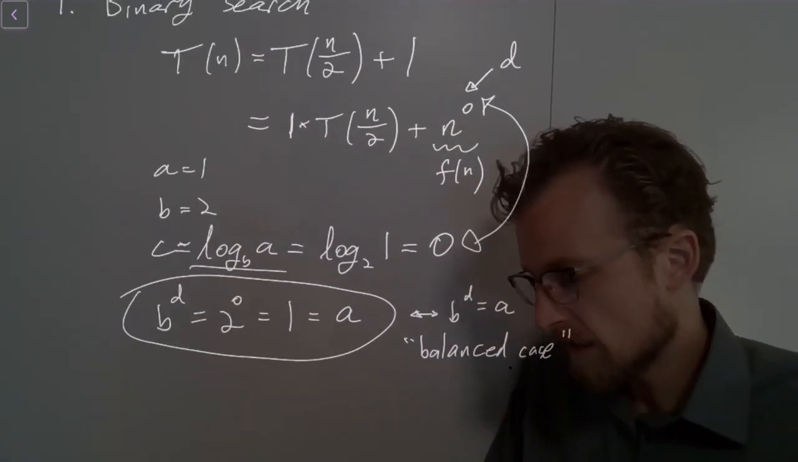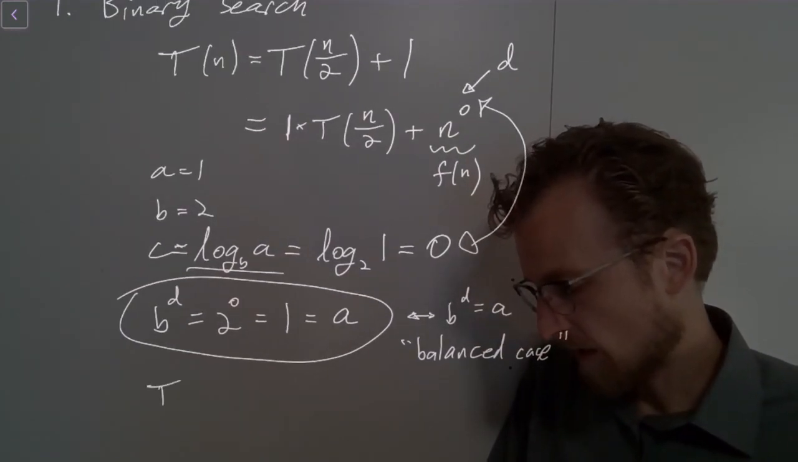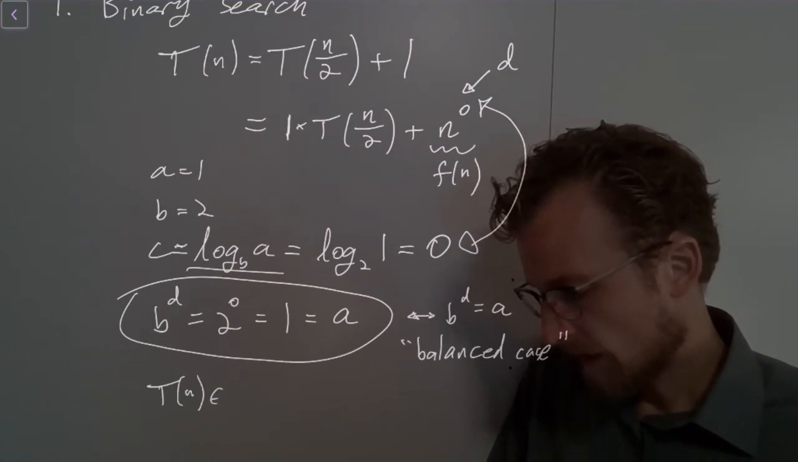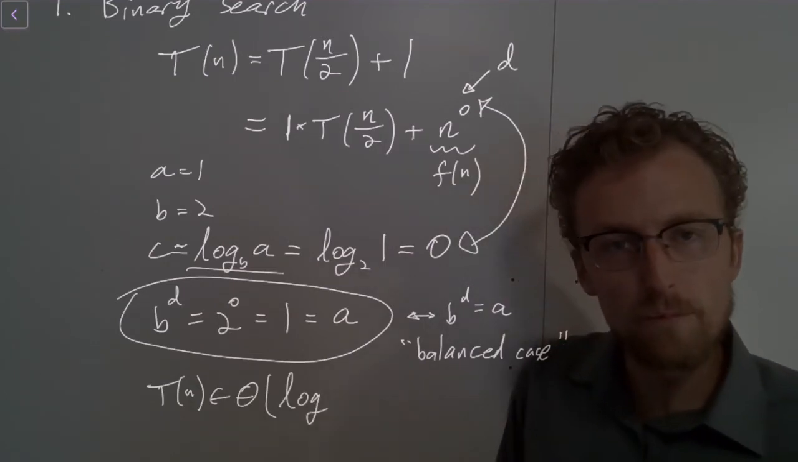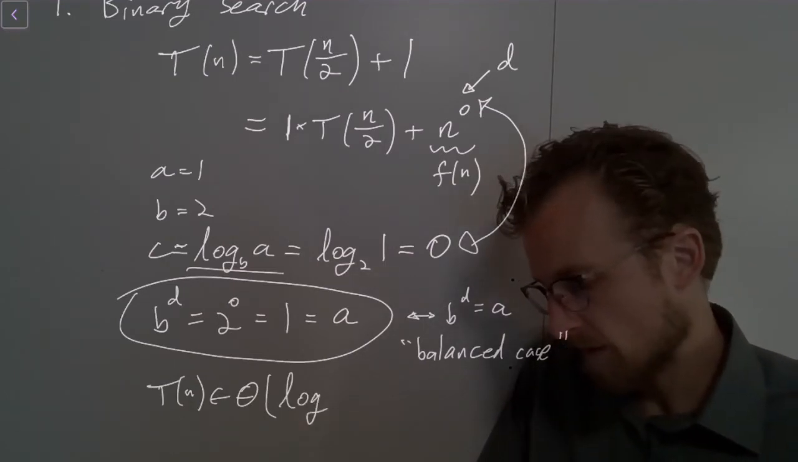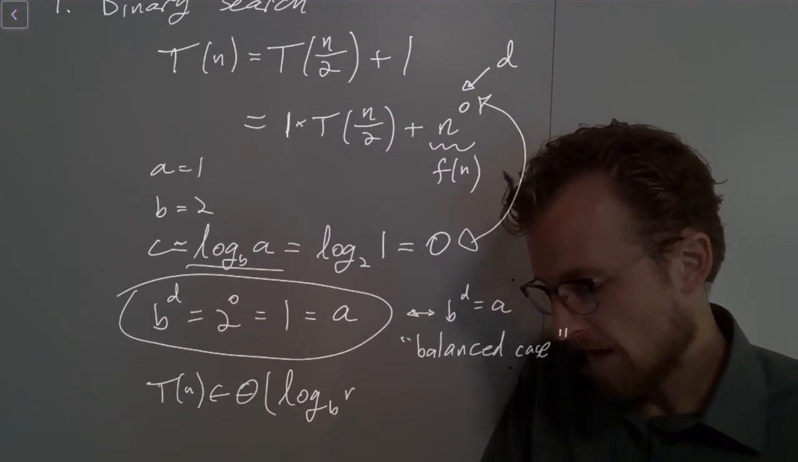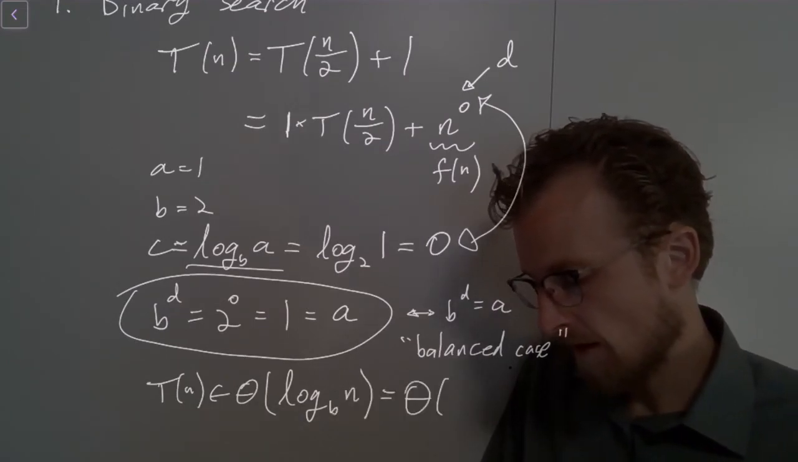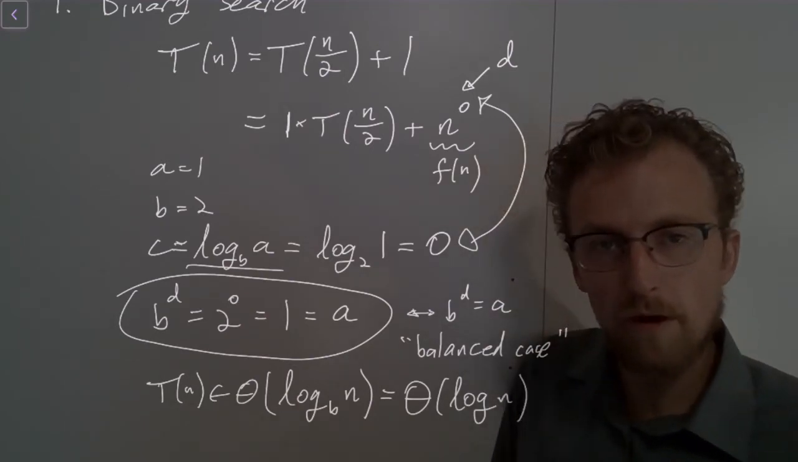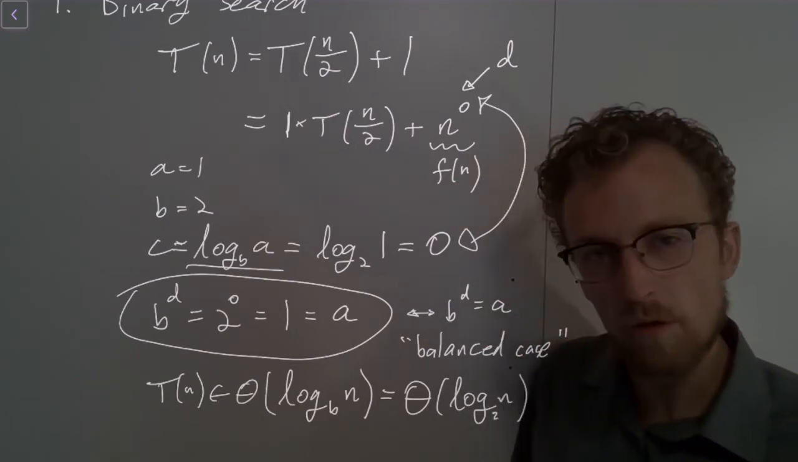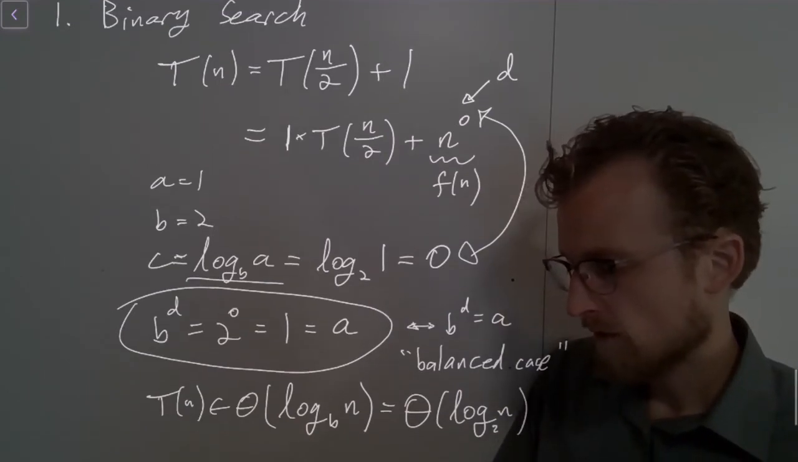We have the balanced case, and so that means that T of n is big theta of log base b of n, which is just big theta of log n. If I want to be very precise about it, I can say log base 2 of n. Okay, so there's binary search.